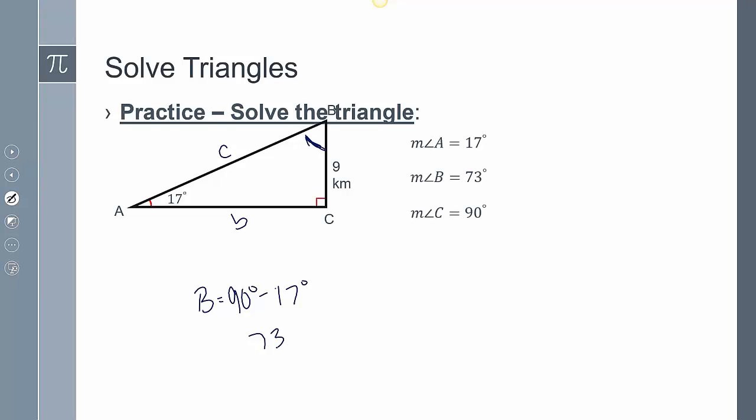But now how do I find B and C? And so I'm going to have to use SOHCAHTOA to be able to do that. So in this case, if I did the cosine, actually cosine won't even work. If I did the tangent of 17 degrees equals 9, so opposite over adjacent, multiply both sides by B, divide both sides by tangent of 17, I'm going to get 9.